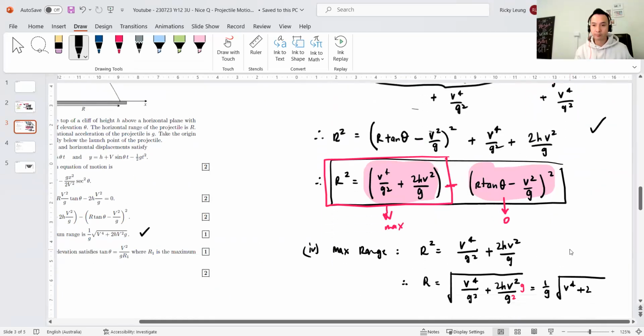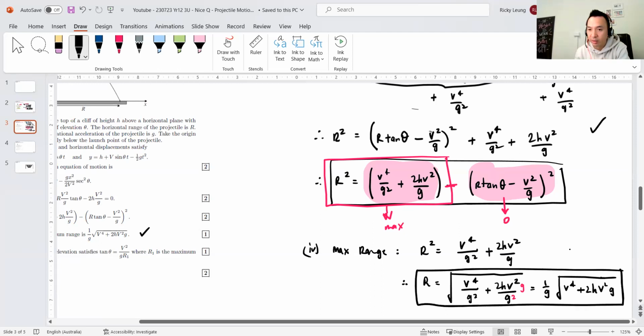And then they did 2hv squared over g. Perfect. And that is my max range. So it feels like a bit of a hack. It feels like you have to do differentiation and do calculus stuff. You don't. If the expression is something minus something squared, that something squared is always positive. So if that squared thing was 0, then I have my maximum range. And that theory is also used for the next part.